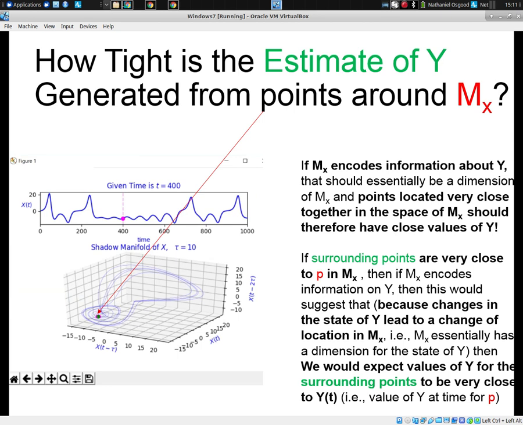Maybe 100 of them. So if L is like 100, we're going to be considering many points in the state space, okay? In this reconstructed state space. And if we consider a given point, I'm going to invert the colors. Imagine here's an index point, a point of consideration.